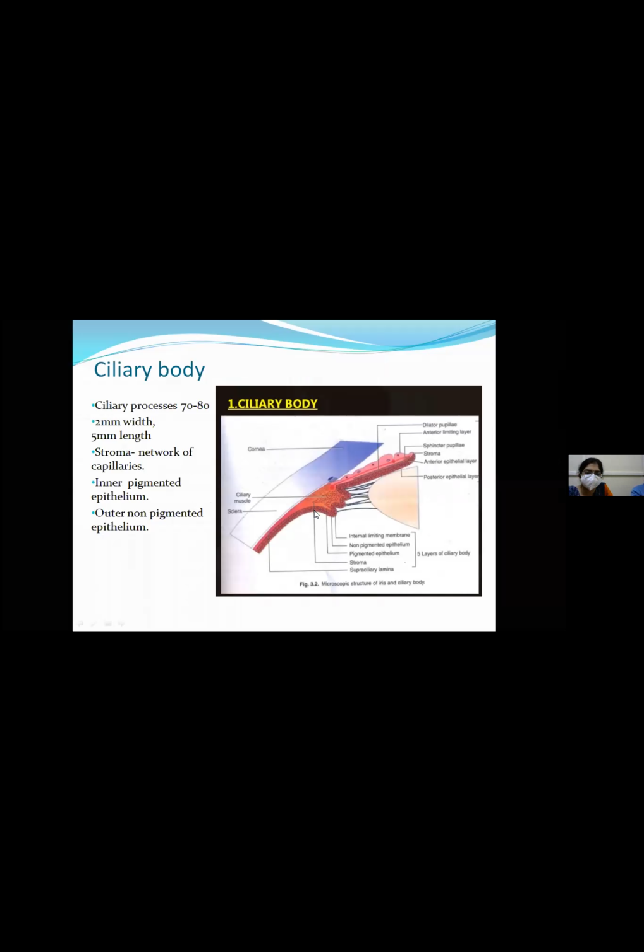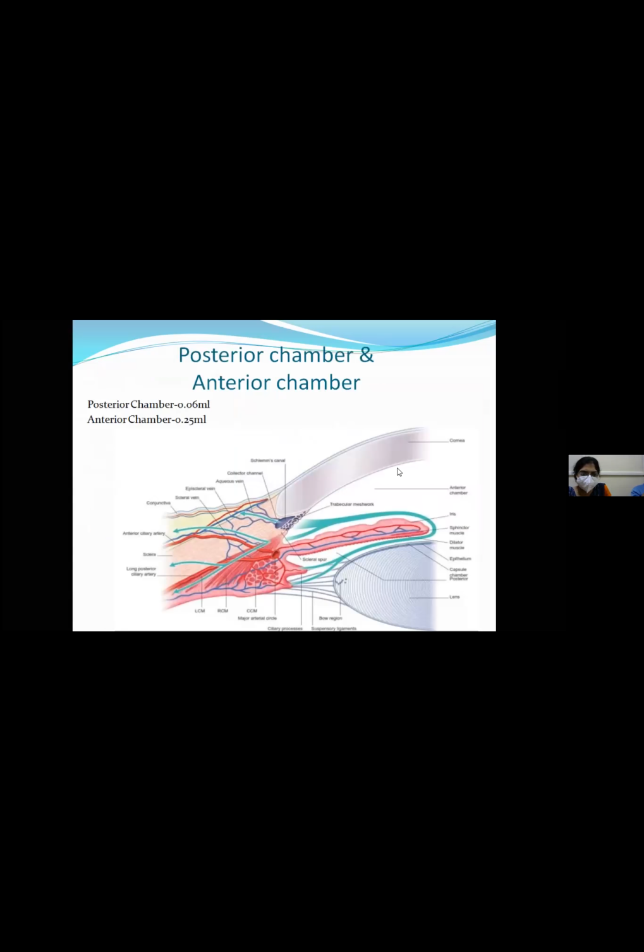So then posterior chamber and anterior chamber. The anterior chamber, as we have seen, is between the posterior surface of the cornea and in front of the iris, and the posterior chamber is behind the iris and in front of the lens. The anterior chamber holds 0.25 ml and the posterior chamber volume is 0.06 ml. So in total this is 0.31 ml of aqueous humor.